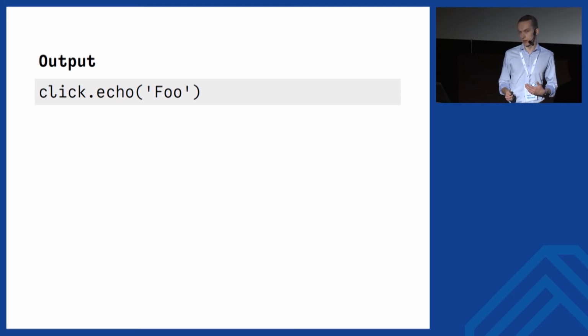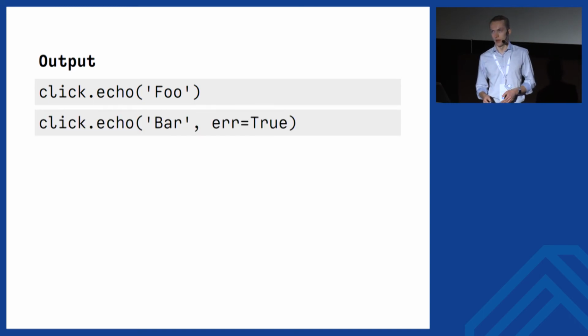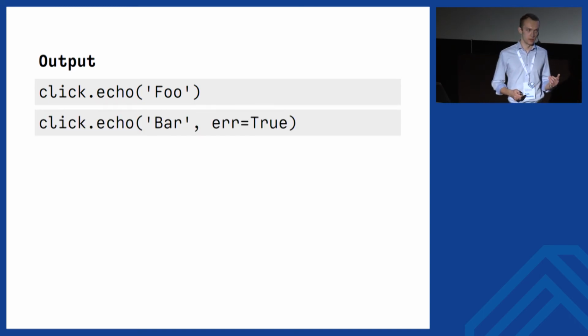Click also deals with output, so we can use the echo function which basically works like print. You can pass the err argument set to true to make sure the output will go to standard error. And again, this saved you at least one line of code.